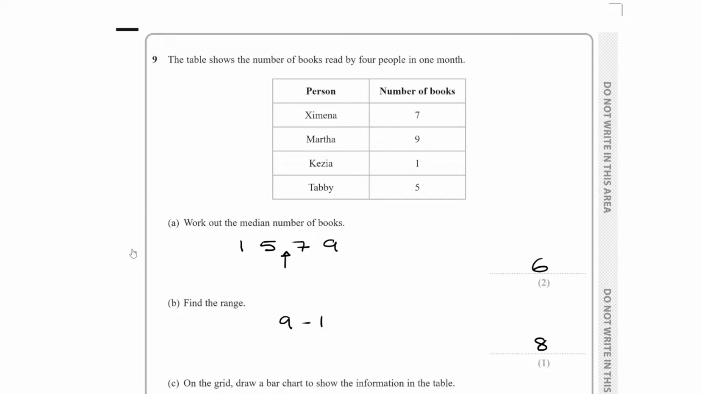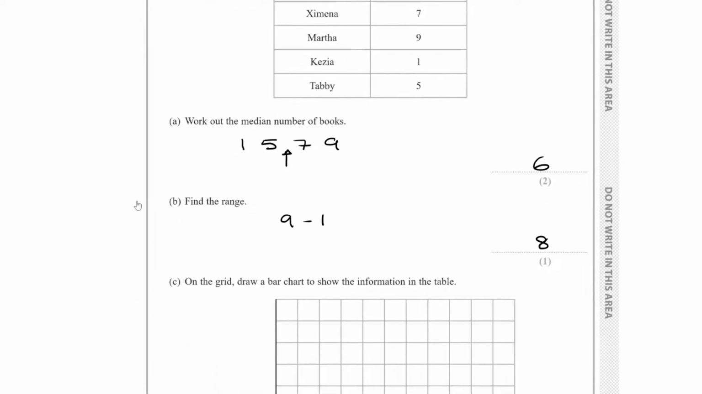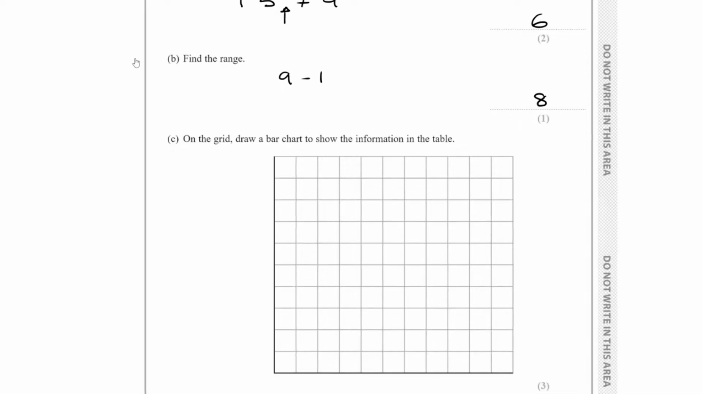Now we also have a bar chart as well. So on the grid, draw a bar chart to show the information in the table.